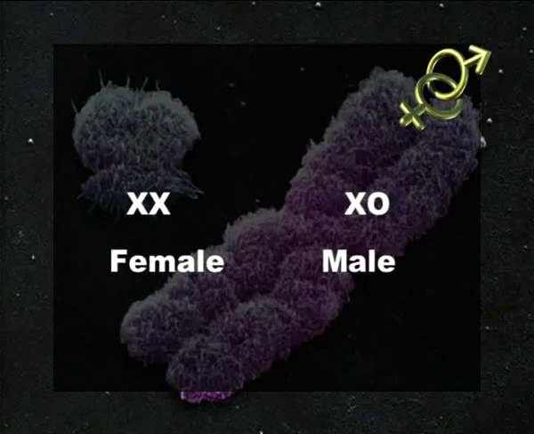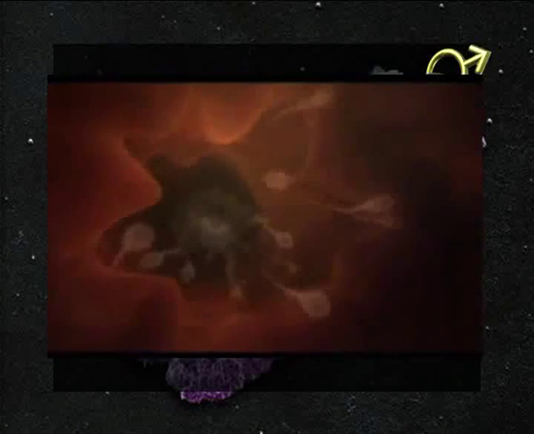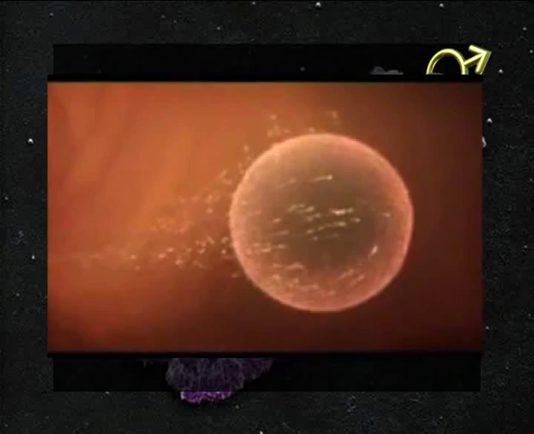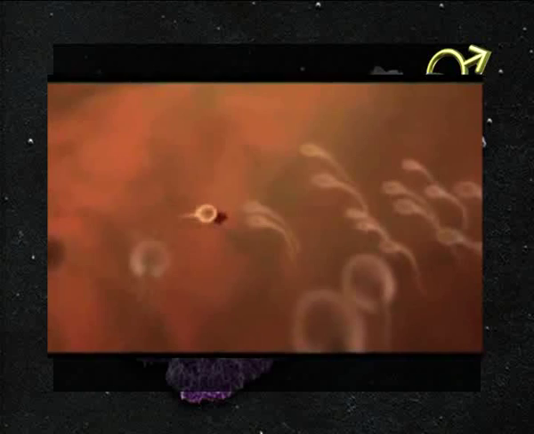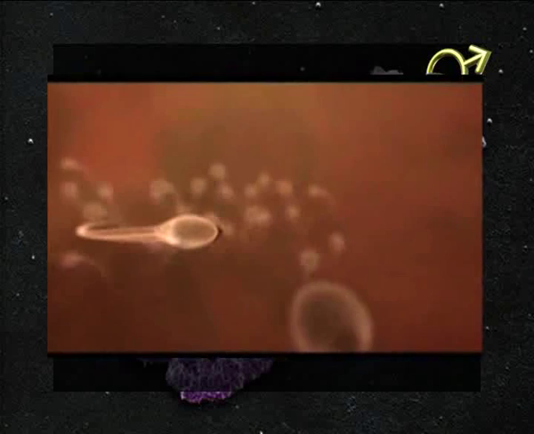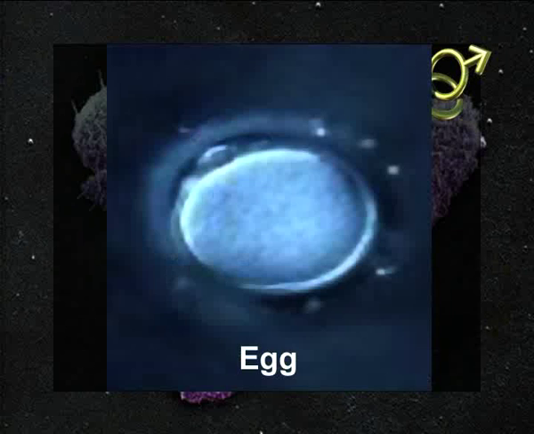The sex of an individual is determined at the time of fertilization, when the male's sperm joins with the female's egg. Because all human females' cells have two X chromosomes, when the egg forms by meiosis, it must contain an X chromosome. However, since all human male cells have both an X and a Y chromosome, when the sperm forms by meiosis, they can contain either X chromosome or Y chromosome.